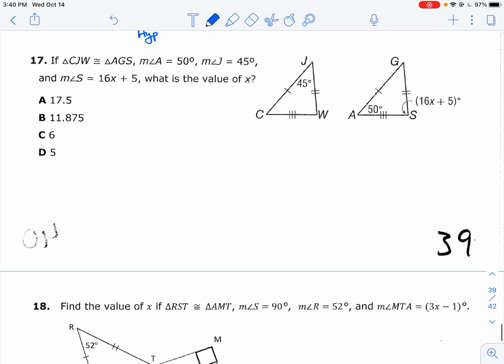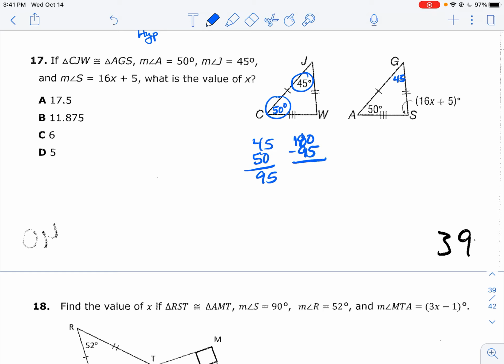Whoops, sorry about that. All right, number 17, if triangle CJW is congruent to AGS, the measure of angle A is 50, so that means this one is going to be 50 also. Measure of angle J is 45, so that means G is going to be 45 also. Measure of angle S is equal to 16x plus 5. What is the value of x? Well, if I add these two together, 45 and 50, that gives me 95 degrees.